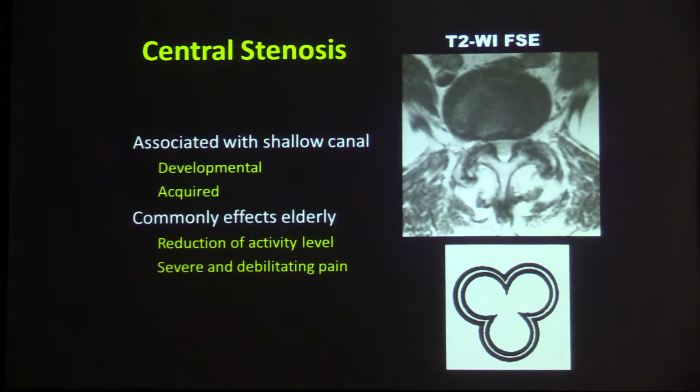Developmental meaning your pedicles are a little bit short, you don't have as much reserve, so when you get these hypertrophic or proliferative findings in facet OA, and a little bit of a disc bulge and a little slip, it all comes together to decrease the space inside the central canal.